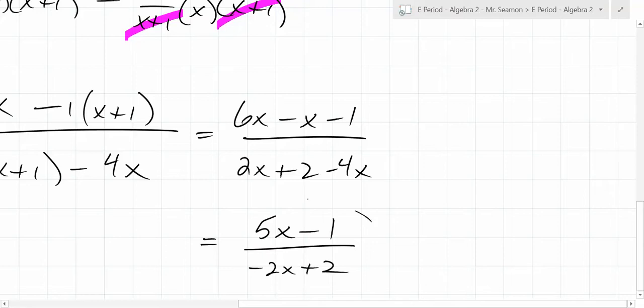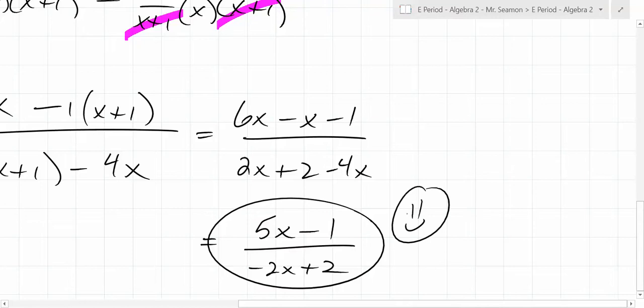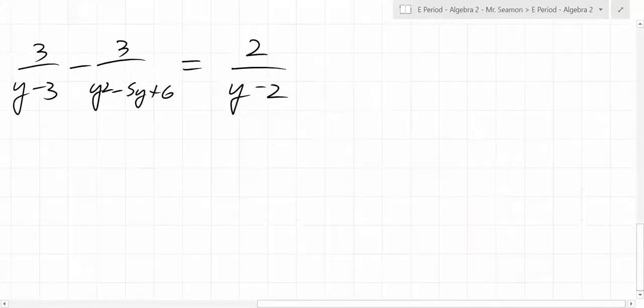Is there anything else you can cancel? Is this an equation or is it an expression? There's no equal sign, so it's an expression. You are done at this point. Voila, you are done.